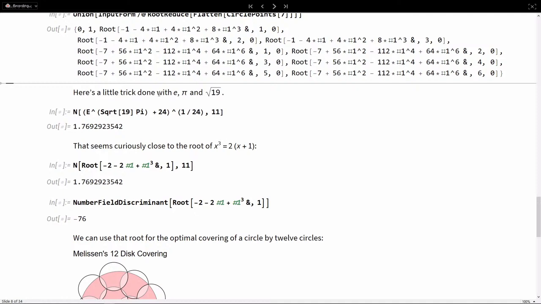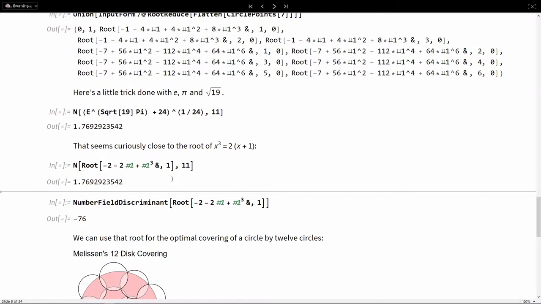For example, here's a trick we can do with e, pi and the square root of 19. We do this, we add 24 and we take the 24th root and we get this value. And then we look at x to the third equals 2 times x plus 1, and that solves to be the same value seemingly. Now I deliberately picked 11 decimals of accuracy. If we use more decimals of accuracy, you'll see that they diverge. But that's a very close fit.